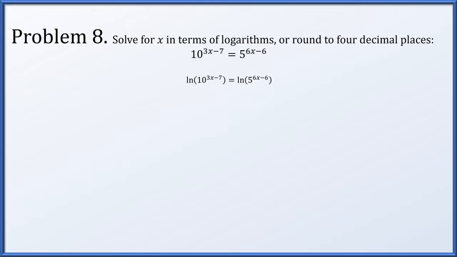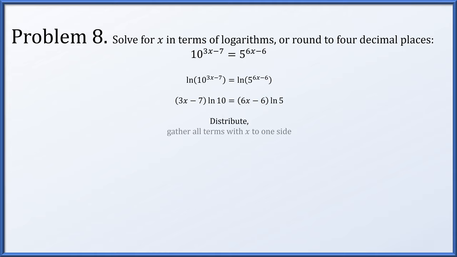Both left and right are the log of something to a power, so those powers come out as scalar multiples. 3x minus 7 times the natural log of 10 equals 6x minus 6 times the natural log of 5. Now, the natural log of 10 and the natural log of 5 may look like there's some further work to be done there, but there isn't. Those are exact values. The natural log of 10 is just some number.